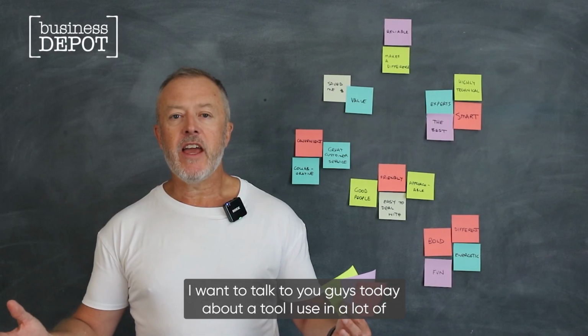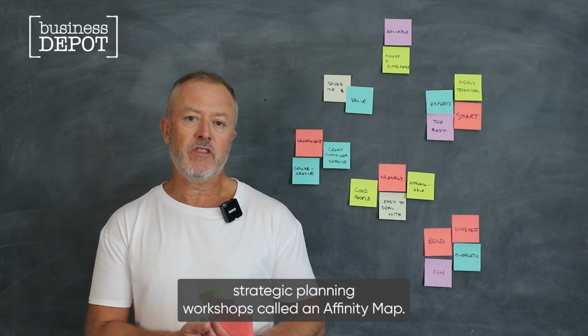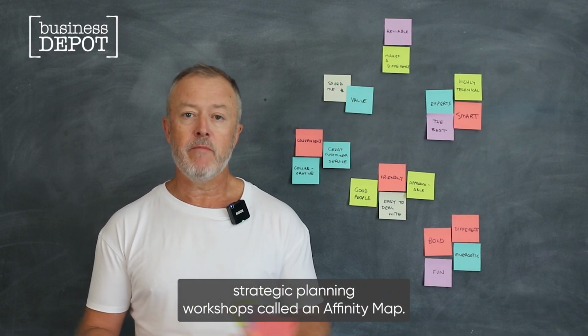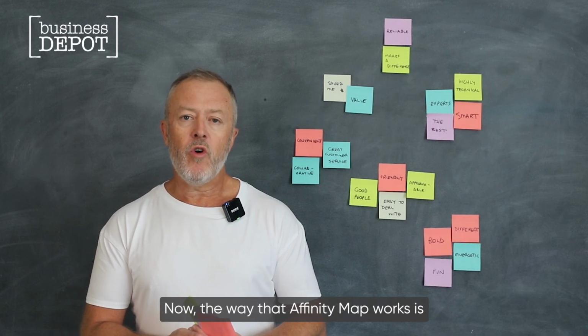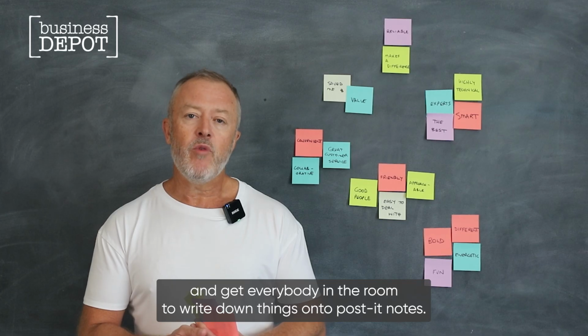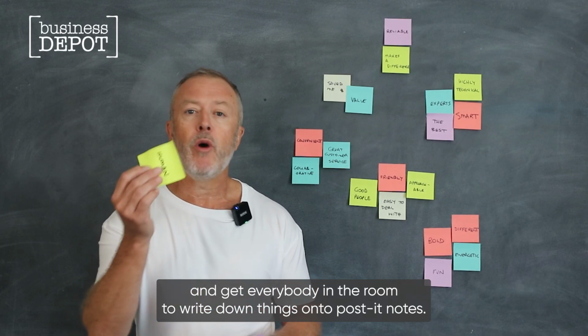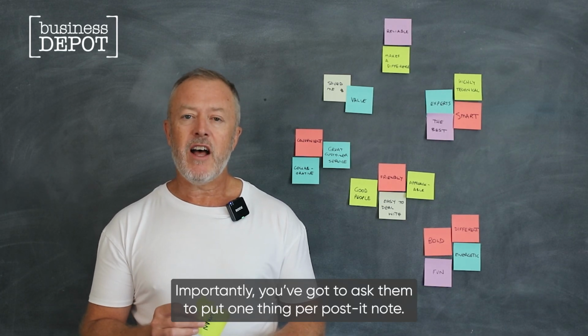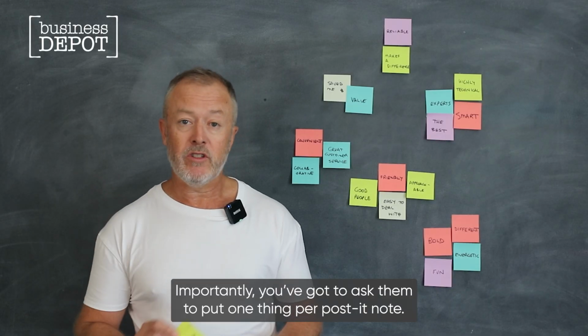I want to talk to you guys today about a tool I use in a lot of strategic planning workshops called an Affinity map. Now, the way an Affinity map works is you get everybody in the room, you give them an instruction, and get everybody in the room to write down things onto Post-it notes. Importantly, you've got to ask them to put one thing per Post-it note.